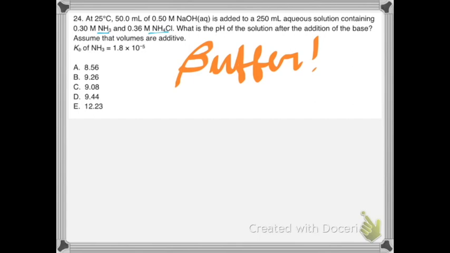So let's start by writing our reaction. We have our strong base, which I'll just write as OH minus, reacting with our weak acid NH4 plus. I'm going to drop the Cl because it's just a spectator, to form NH3 and water.